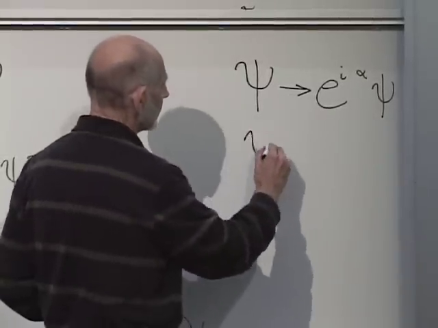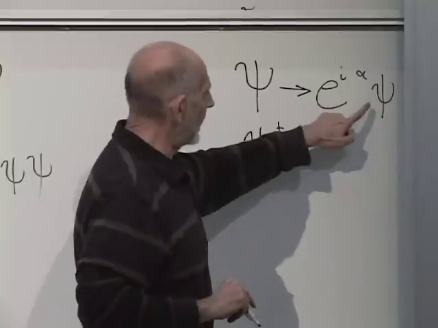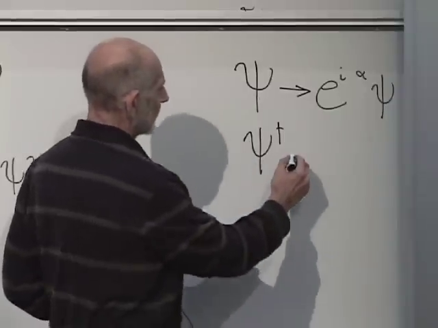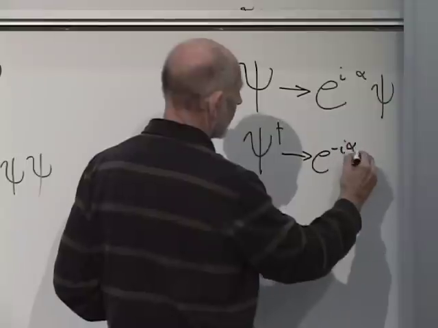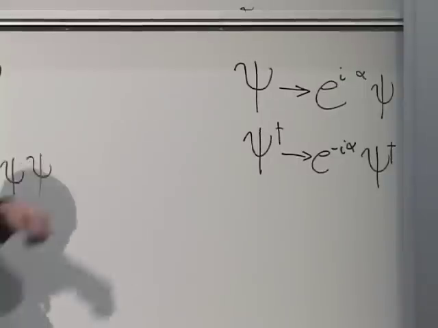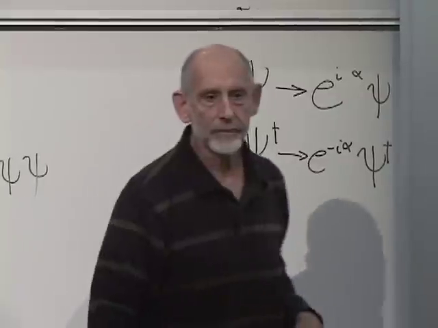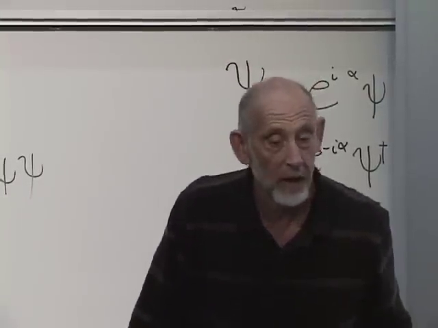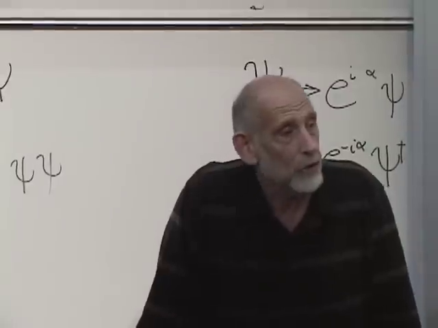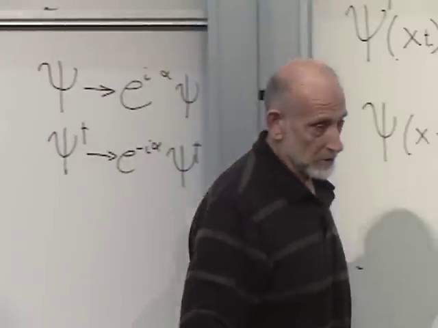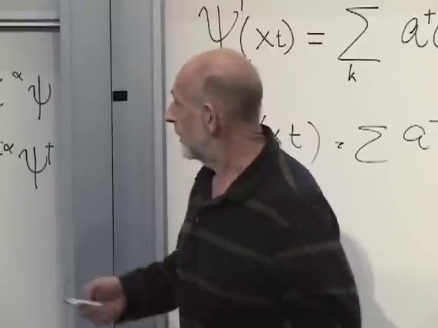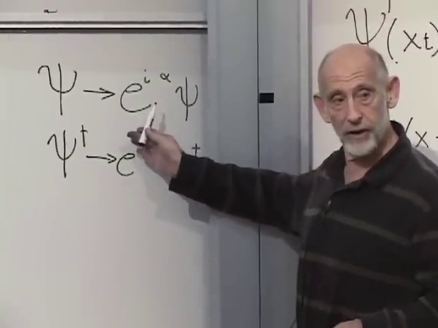What happens to psi dagger? If I multiply a complex quantity by e to the i alpha, what happens to its complex conjugate? e to the minus i alpha psi dagger. What happens to objects that have an equal number of psi and psi dagger? They stay the same. What happens to objects which don't have an equal number of psi and psi dagger? They change. So we could characterize the allowed processes by the ones which are described by operators which are invariant, unchanged, by the operation of changing the phase of the operator.